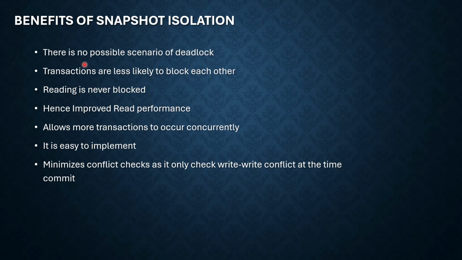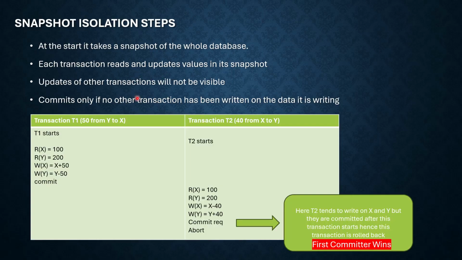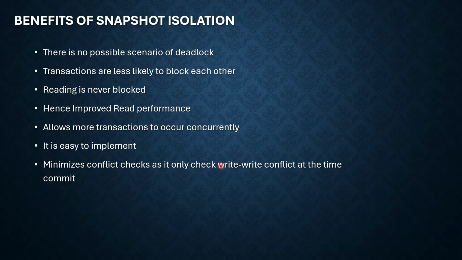In two-phase locking, we have already talked about the possible case of deadlock, which is very hard to handle. We can say it adds a lot of overhead to handle those deadlocks. But in snapshot isolation, there is no possible scenario of deadlock. Transactions are less likely to block each other. Here, no transaction can block another. It is only at the time of commit that it is aborted, because another transaction has written something which breaks the integrity rule. So transactions are less likely to block each other.